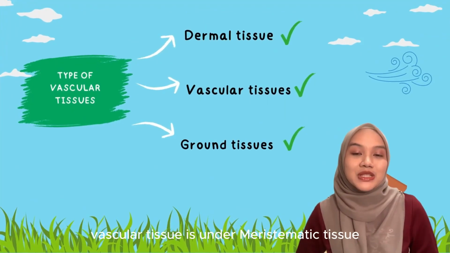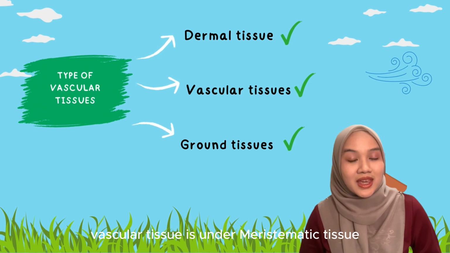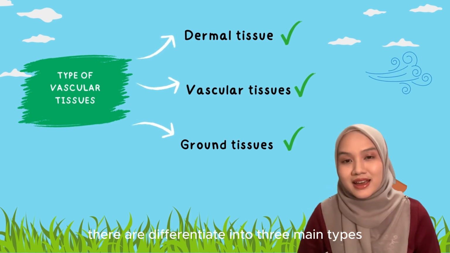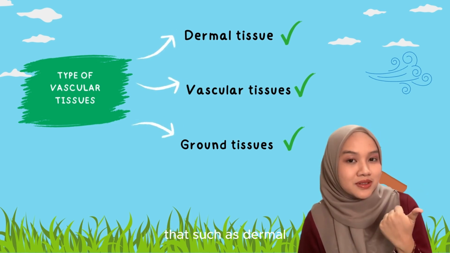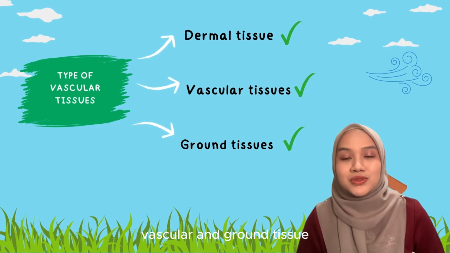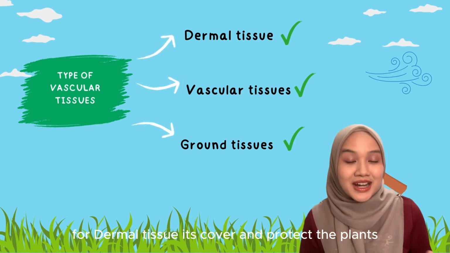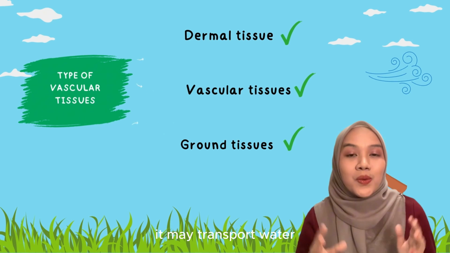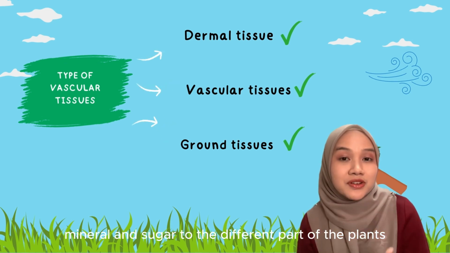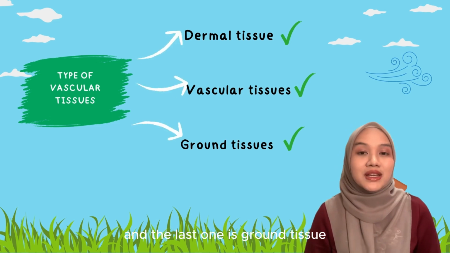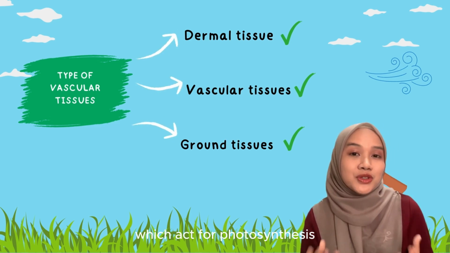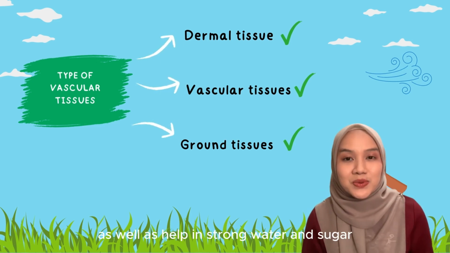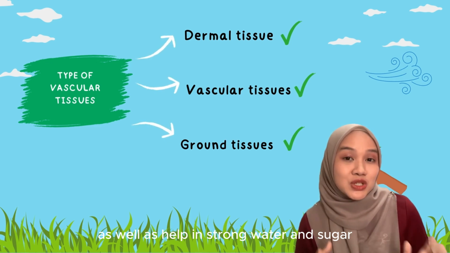In general, vascular tissue is under meristematic tissue. They are based on their location in the plant. They are differentiated into 3 main types, which are dermal, vascular, and ground tissue. Dermal tissue covers and protects the plants, while vascular tissue transports water, minerals, and sugar to the different parts of the plants. And the last one is ground tissue, which acts for photosynthesis, provides a supporting matrix for the vascular tissue, as well as helps in storing water and sugar.